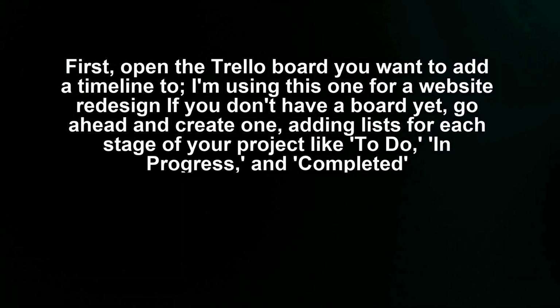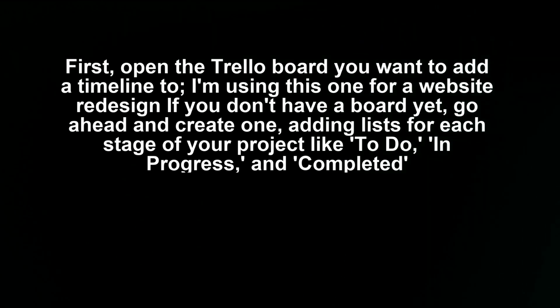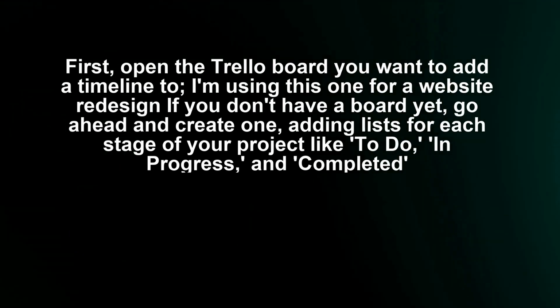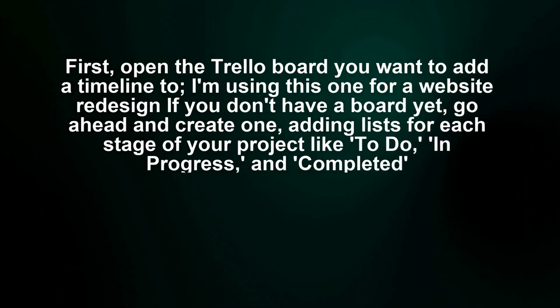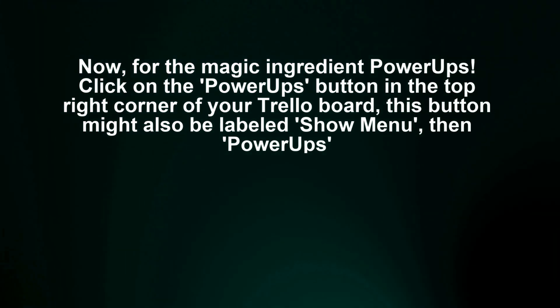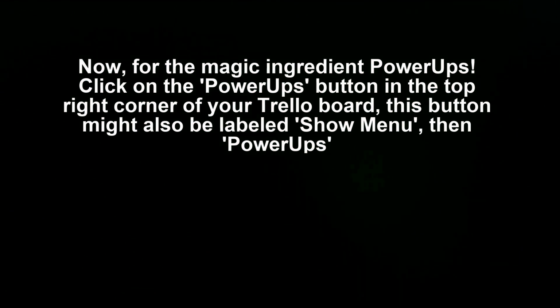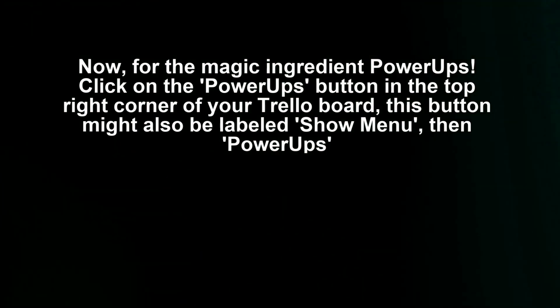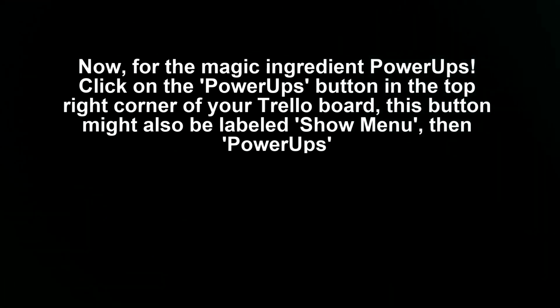If you don't have a board yet, go ahead and create one, adding lists for each stage of your project, like to do, in progress, and completed. Now, for the magic ingredient, PowerUps. Click on the PowerUps button in the top right corner of your Trello board. This button might also be labeled Show Menu, then PowerUps.